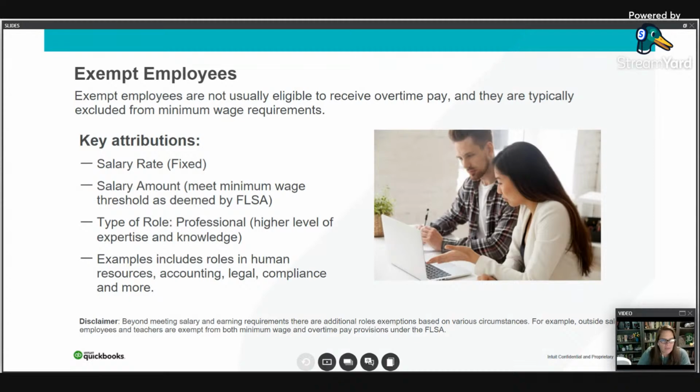So beyond meeting the salary and earning requirements, there are additional role exemptions based on various circumstances. Again, outside sales employees and teachers are exempt from both minimum wage and overtime pay, which is such a bummer because I think teachers deserve that, but that's just my personal opinion. And then you also want to check out the Fair Labor Standards Act website for any additional details about minimum wage, overtime pay, record keeping, youth employment regulations, all of that stuff.